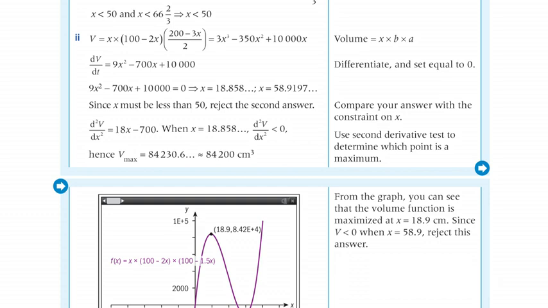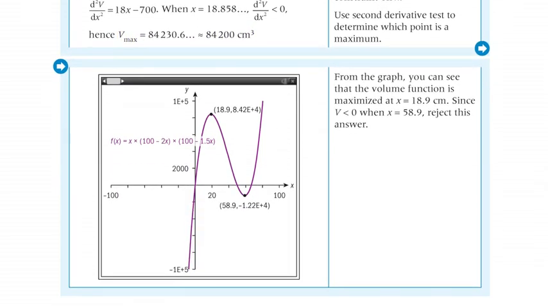The second derivative is 18x minus 700. Testing x equals 18.858 in the second derivative results in a negative value. Therefore, the volume is maximized at this x value. Substituting x equals 18.9 into the volume function results in a maximum volume of 84,200 centimeters cubed to 3 significant figures. Using your GDC will confirm your answers.